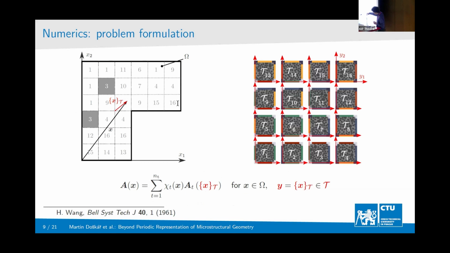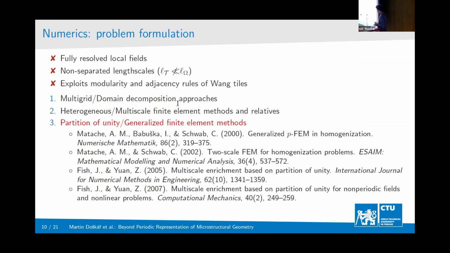So you have this characteristic function, which tells you, for example, tile 3 is here and here. That's where the chi 3 is equal to 1 and it's 0 everywhere else. And then you have distribution A3, that's for the third tile. And then you have this mapping from the global to the local coordinate system. So that's the way our problem will look, how the distribution of material coefficients will look.